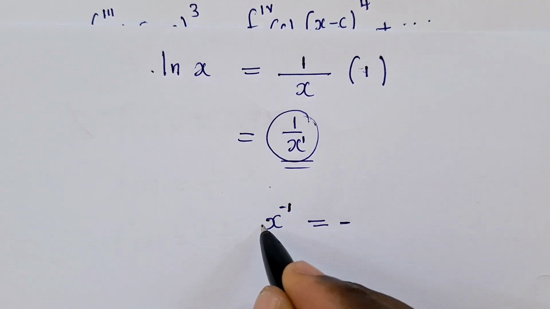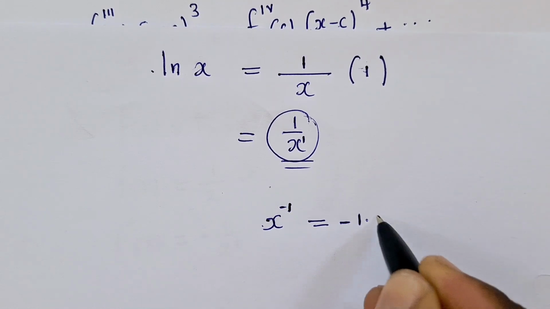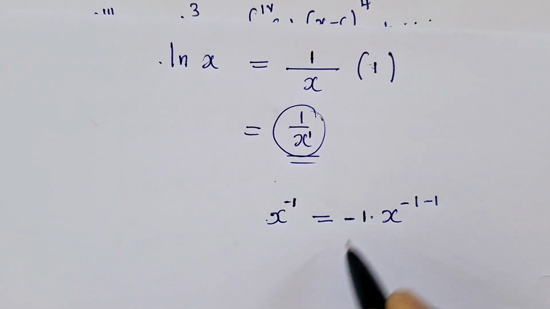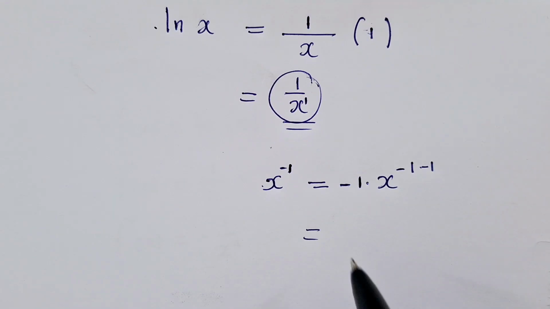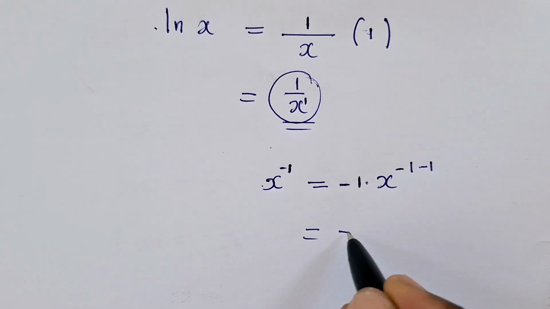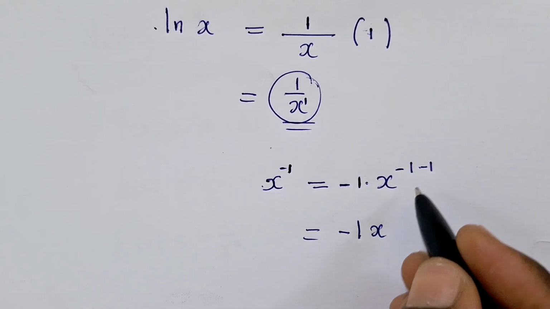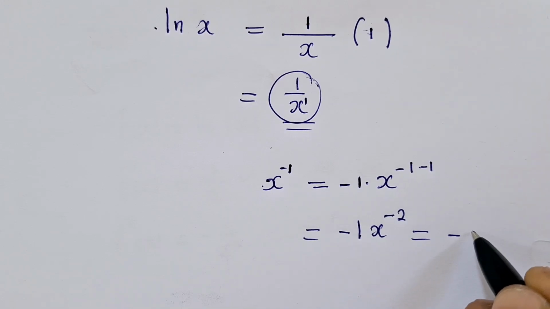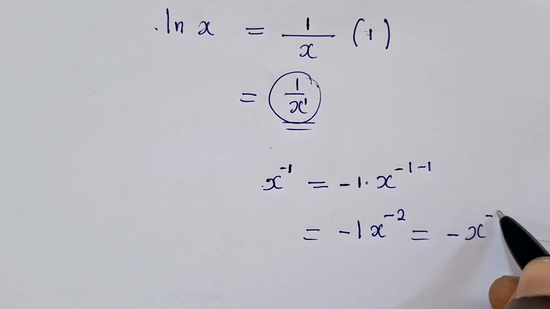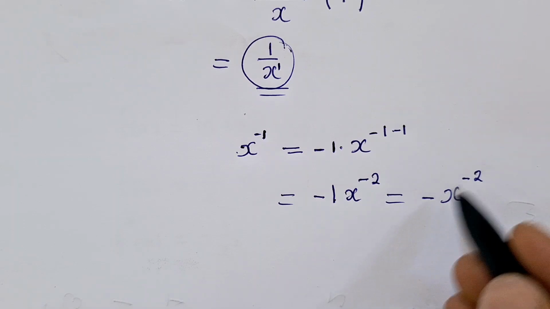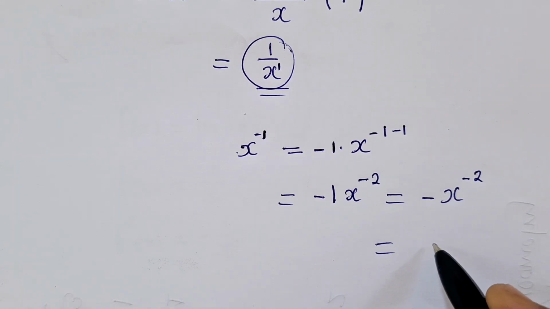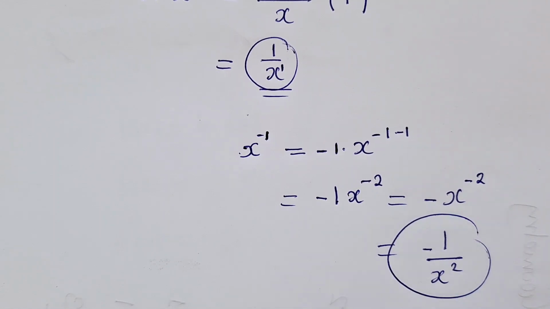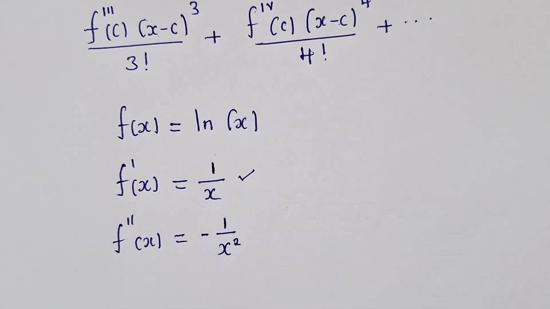Negative 1 times the coefficient here, it will be negative 1 multiplied by x to the power negative 1 minus 1. This of course will be negative 1 x to the power negative 2, which we just write as negative x power negative 2. So we can write this using the laws of indices as negative 1 over x power 2. So this is how I got this one.